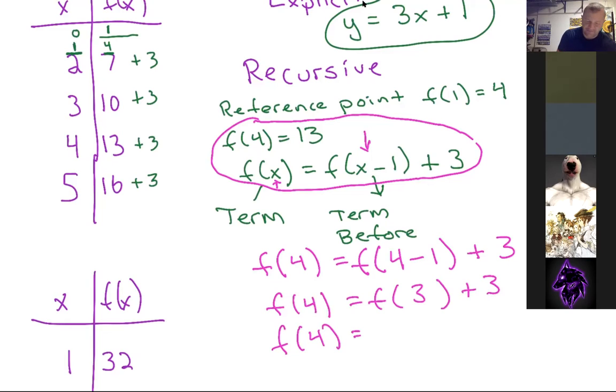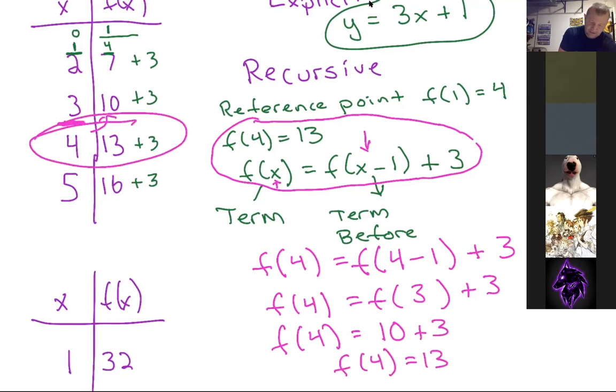So to get f of 3, I'd have to come up here and I'm like, what's f of 3? F of 3 is 10, right? Hopefully you made that jump there. So I would take the number 10 because that's what f of 3 is, and I would add 3, and then f of 4 is 13, as we can see right there. So I just proved it to show you what the notation means.